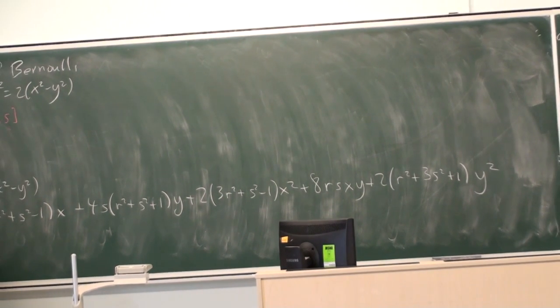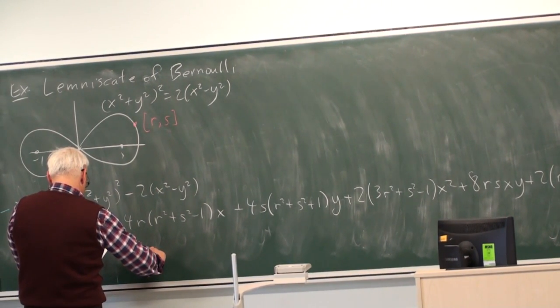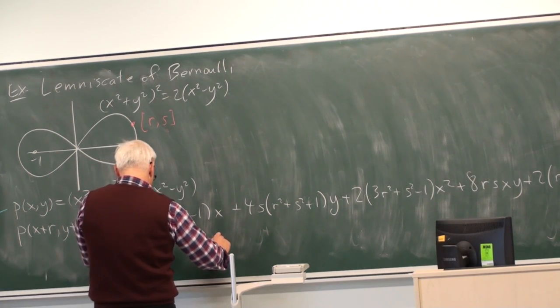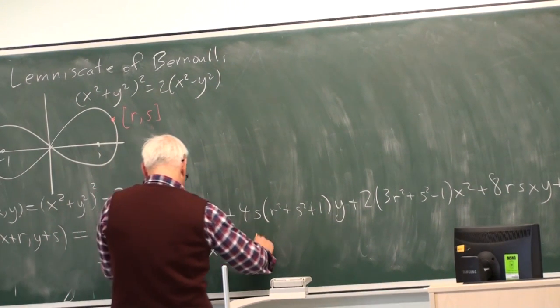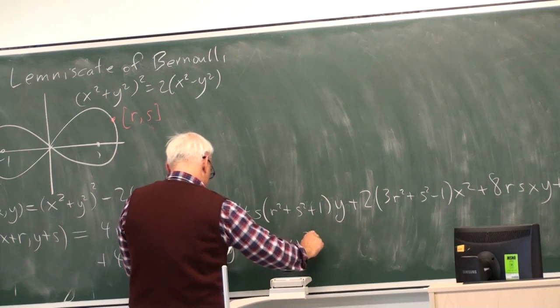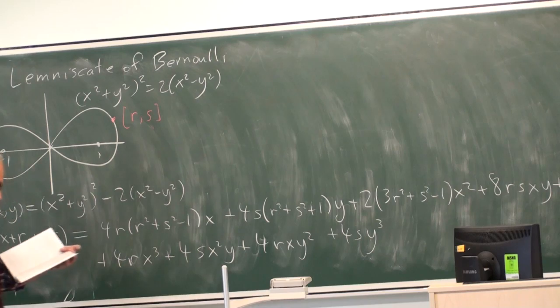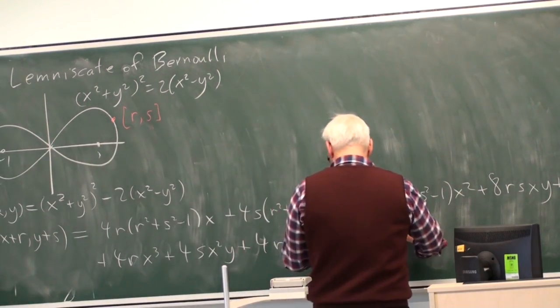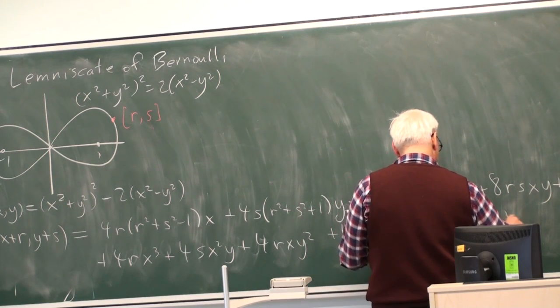plus cubic terms: 4r x cubed plus 4s x squared y plus 4r x y squared plus 4s y cubed. And then the quartic terms, x to the fourth plus 2x squared y squared plus y to the fourth.